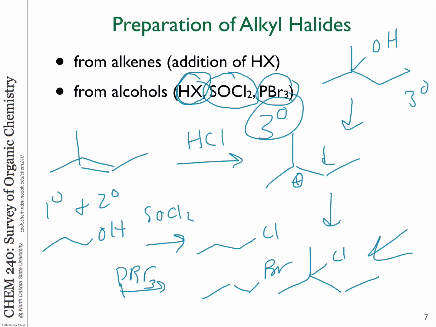When water leaves and forms a carbocation, and then you add chlorine, what kind of reaction is that? Yes, it's an SN1 reaction. This process, SN1. You'll see some more examples. So we can do SN1 reactions not just from halogen compounds. We can do SN1 reactions from alcohols. Okay, so those are ways we can make alkyl halides.